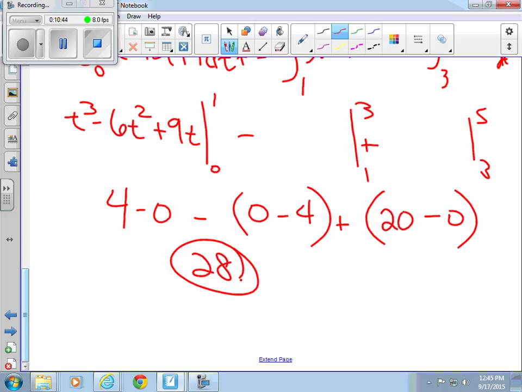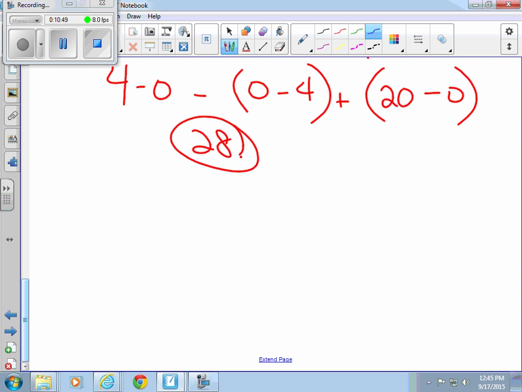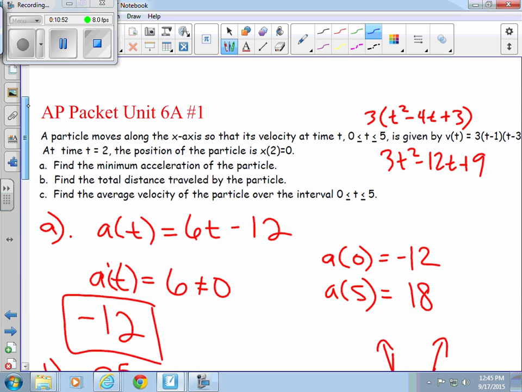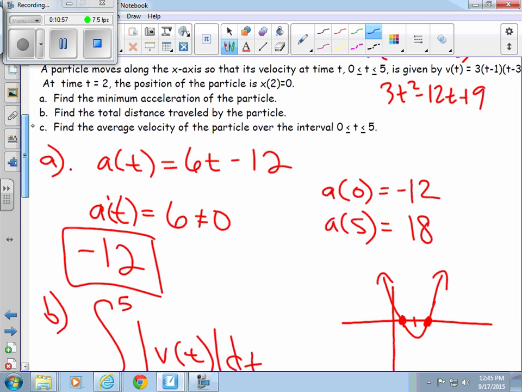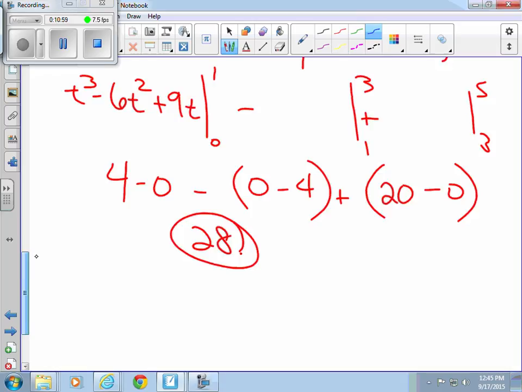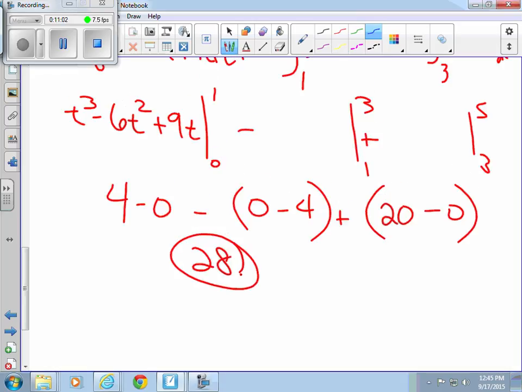Does anyone remember in the fall how we did this? Let's see what the question was. Total distance traveled by the car. Does anyone remember in the fall how we found total distance traveled? Didn't we do it with the little diagram? So what we did, we found the turnaround points, right? Do you know where the turnaround points are? They're at 1 and 3, right?